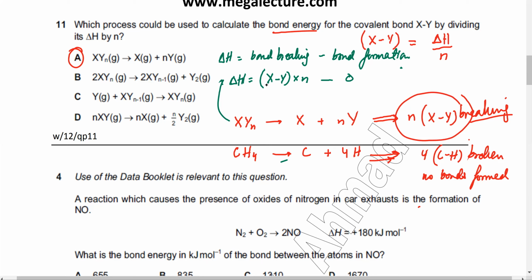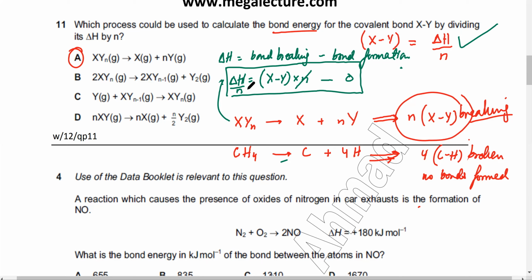So look at my expression. If I calculate the enthalpy change for this particular reaction, it's going to be N times the bond energy of XY, and no bonds are being formed, so that's 0. If I rearrange this and get the N to the other side, that gives me the same expression they were looking for: the XY bond energy is basically the enthalpy change of the reaction divided by N.